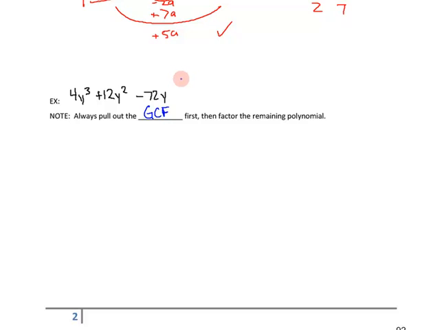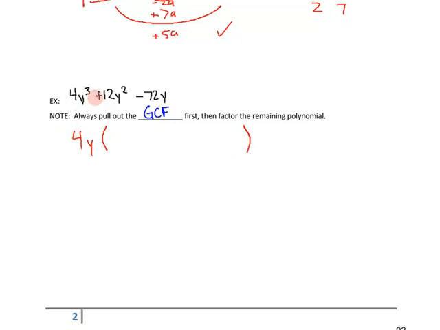Now we're going to have to check that. Does this have a GCF? Is there a number that goes into 4, 12, and 72? And the answer is yes, 4 goes into all of them. What about y's? Do you have a y in common? Yes, they all have at least one y. The lowest power of y you see is to the first. If you pull that out, you see what's left behind.